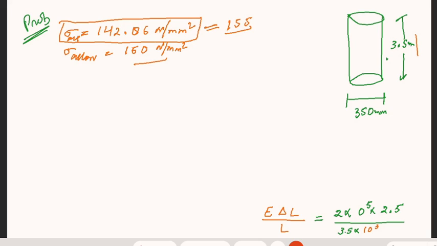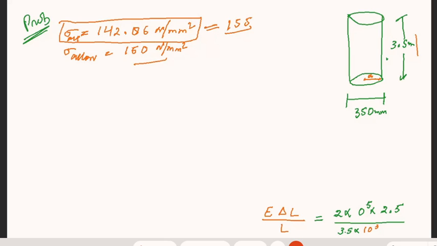No, listen. You need to understand here now. While you have to design it, design means that you want to know what should be the internal dia, that is D1. It should be on the basis of the stress that is actually coming on it, not the allowable.